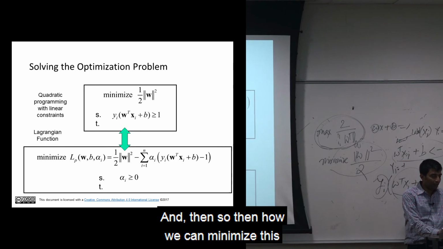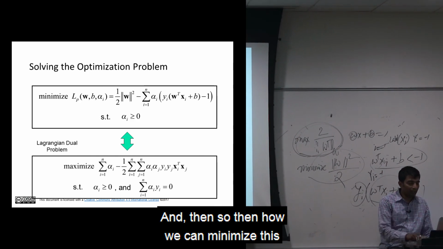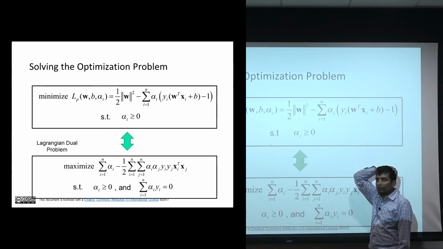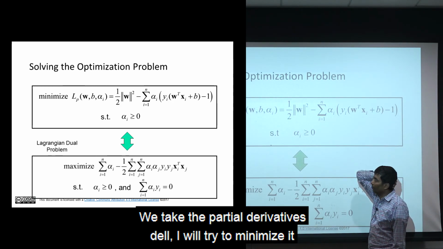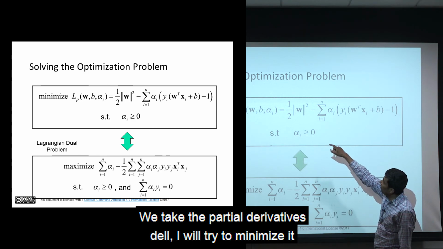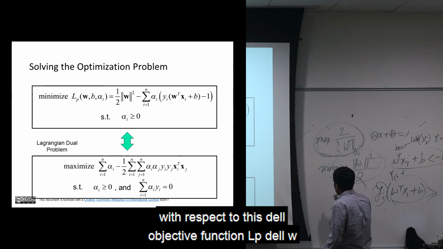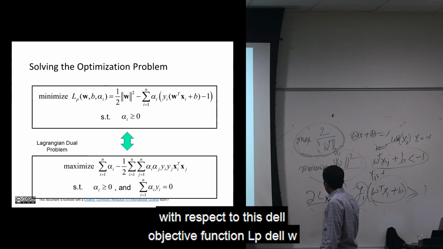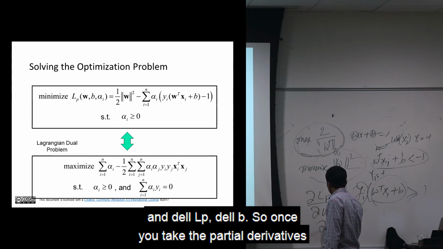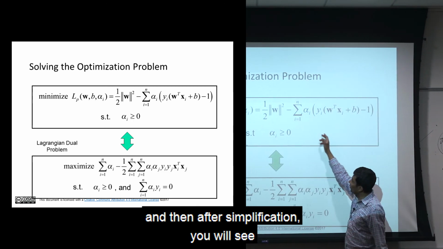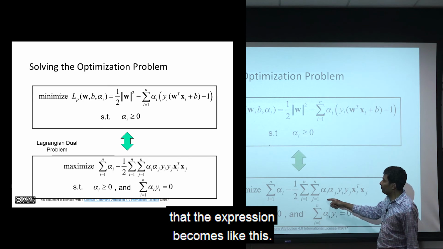And then, how can we minimize this objective function? In calculus, what do we do? We take the partial derivatives. We minimize it with respect to w and b: del LP by del w, and del LP by del b. Once you take the partial derivatives and simplify, you will see that the expression becomes like this.